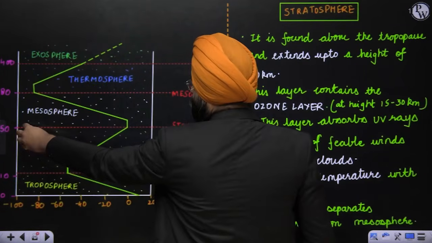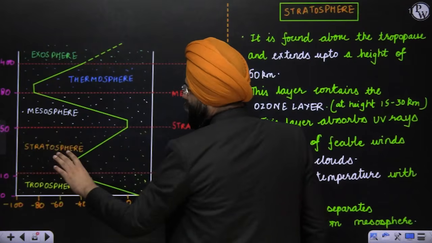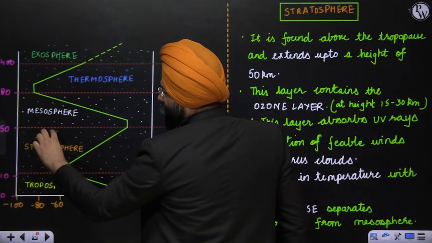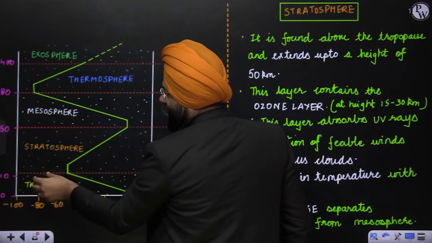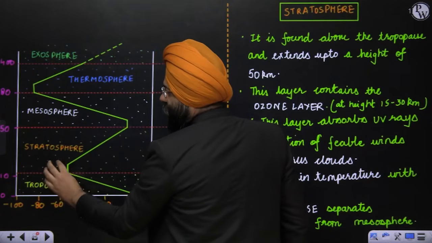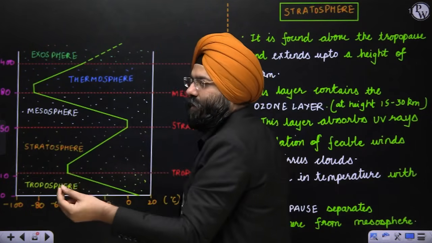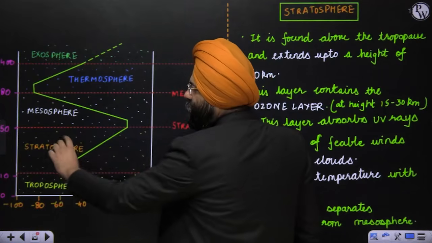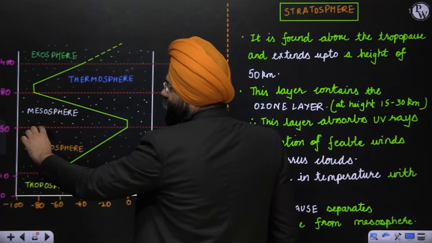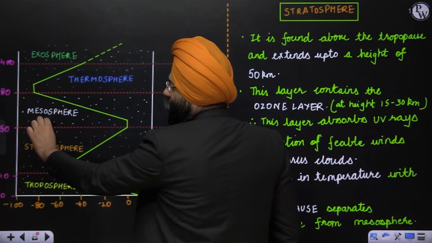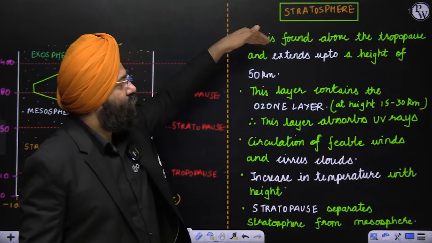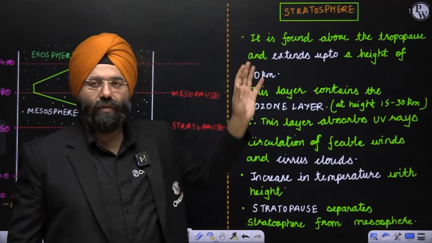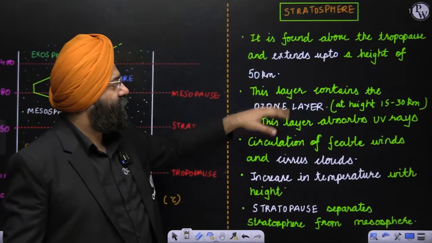So close to the 50 kilometers, because please understand, the end of the stratosphere or any layer, like the troposphere ends here, the tropopause begins. So the end of the troposphere, whatever the height is given, is basically the start of the tropopause. Similarly, when I talk about the stratosphere, it ends at 50. So this is the region where the stratopause will be found. Yes. So it is found above the troposphere and extends up to a height of 50 kilometers. Clear? Now, this layer contains the ozone layer.